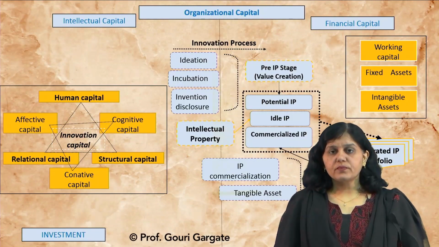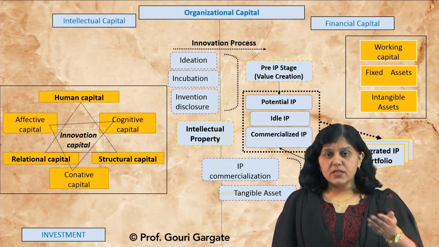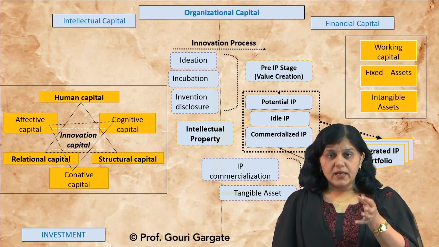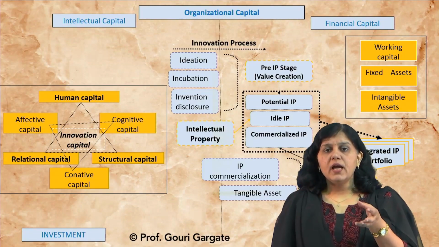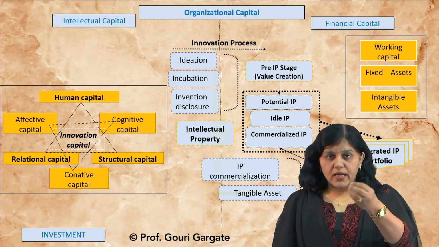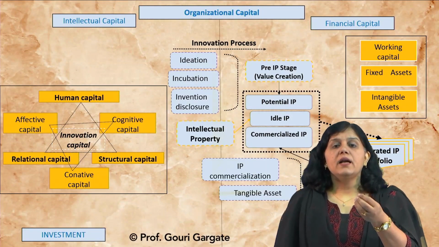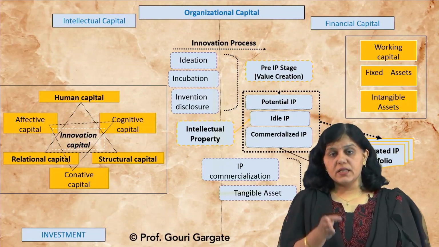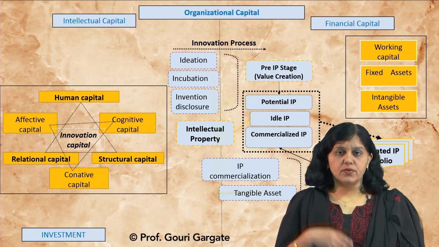Okay. Now you can see that there is a pre-IP stage, then there is that integrated IP portfolio you are generating, and then there is that intellectual property you are generating, that 3 kinds of IPs you are generating, and the post-IP stage is there, that is where you are actually commercializing your IP.